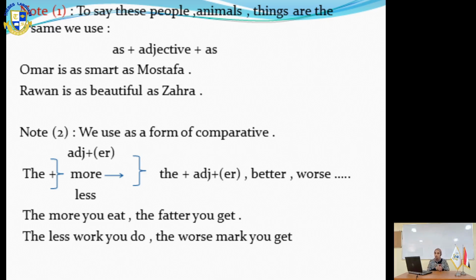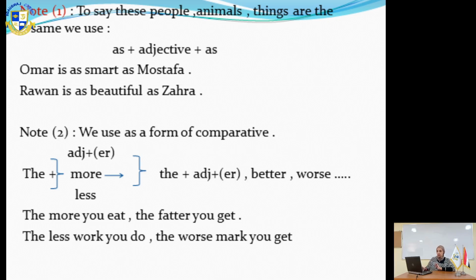If you do less work, you are going to be a lazy one, or you are not going to get your high marks. So the second one depends on the first sentence. As we see here, the plus the adjective with er, or plus more, or plus less. And the second sentence should be the plus the adjective with er, or the irregular one, better or worse. We have here, the more you eat, the fatter you get. The less work you do, the worse mark you get.